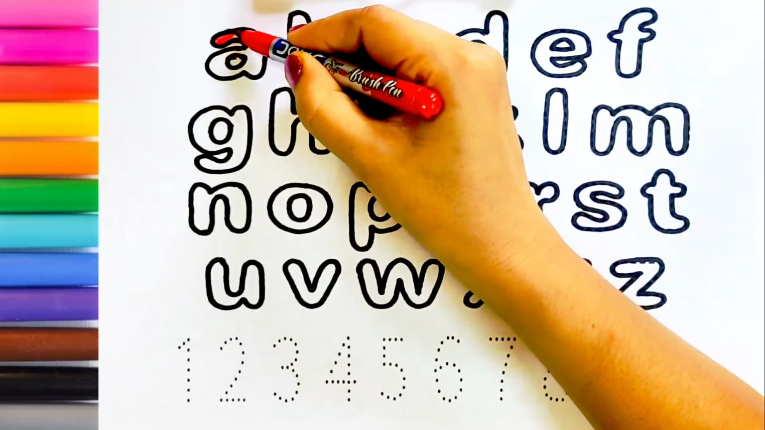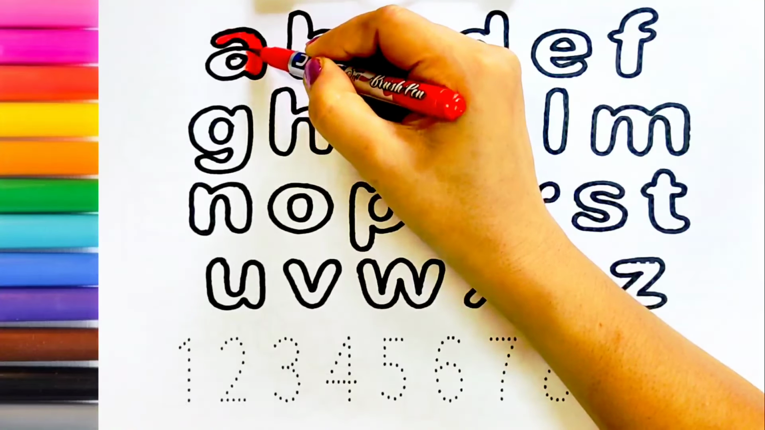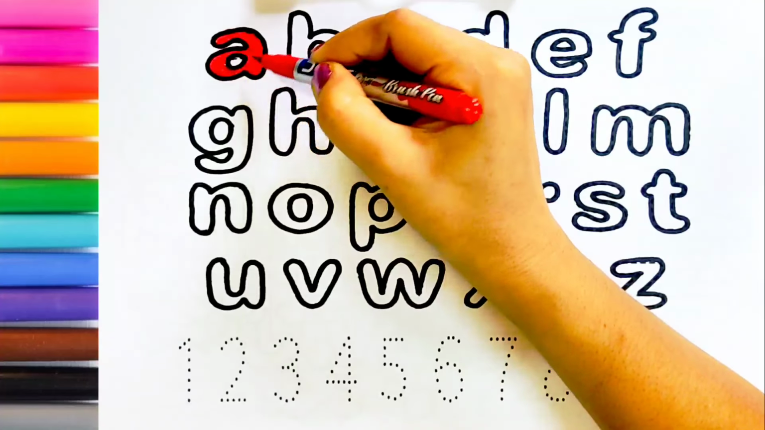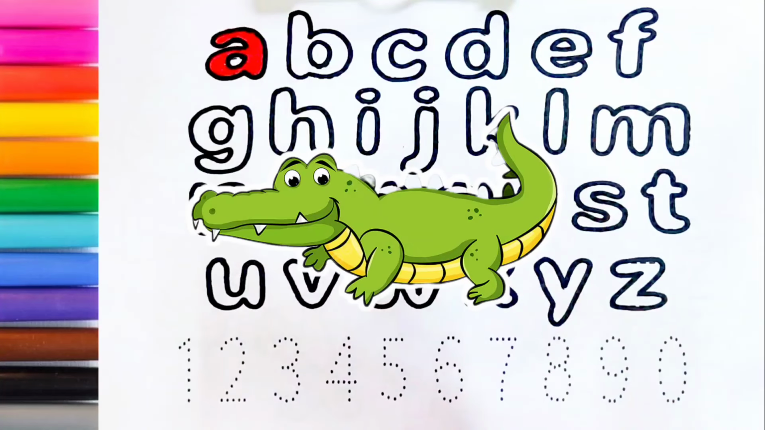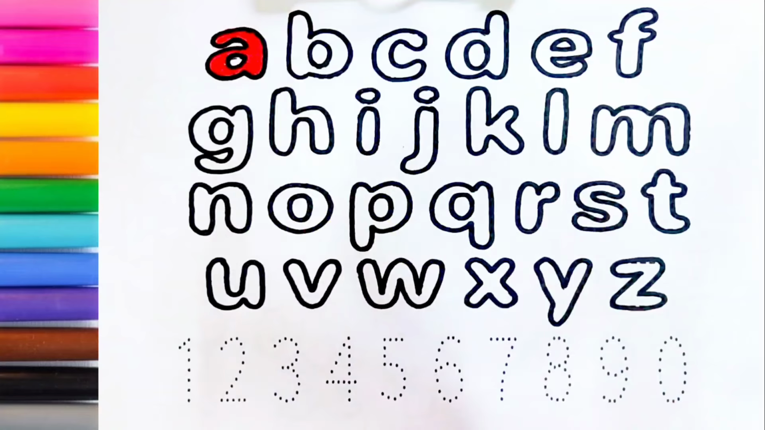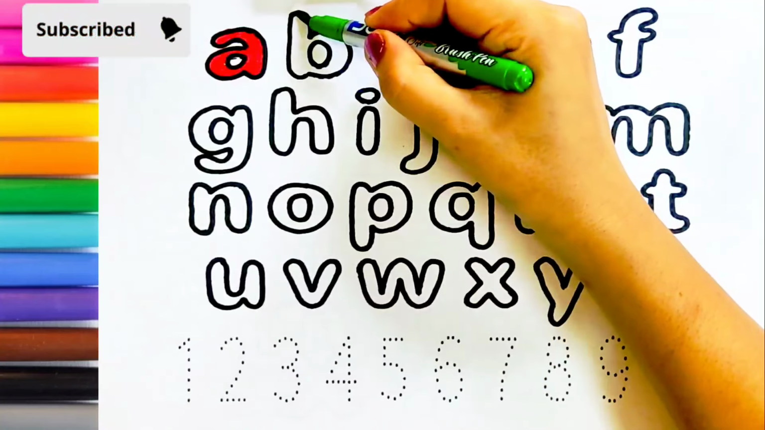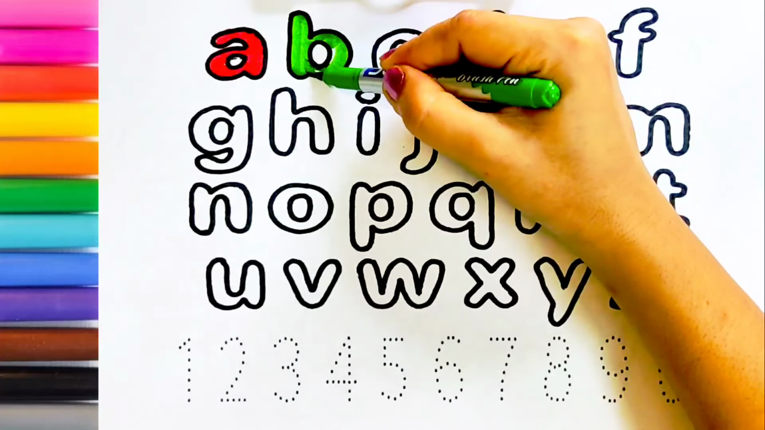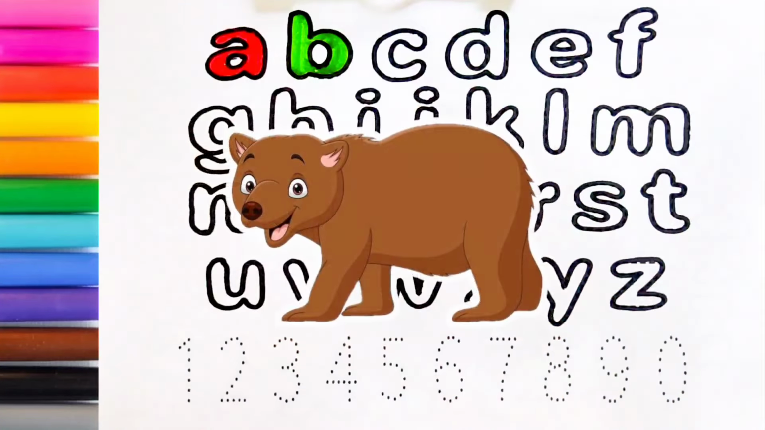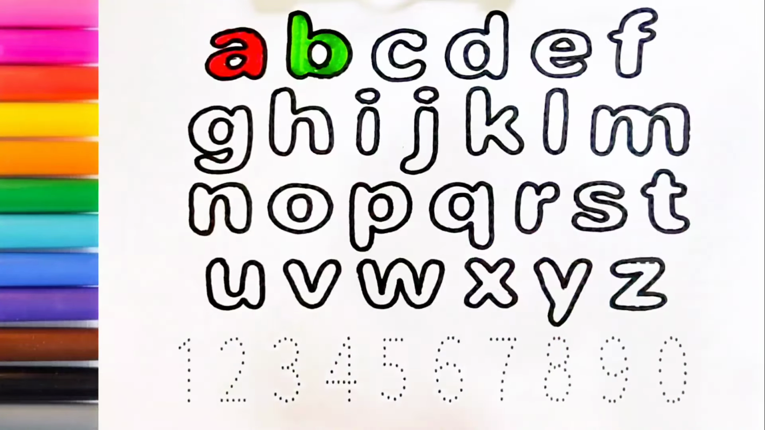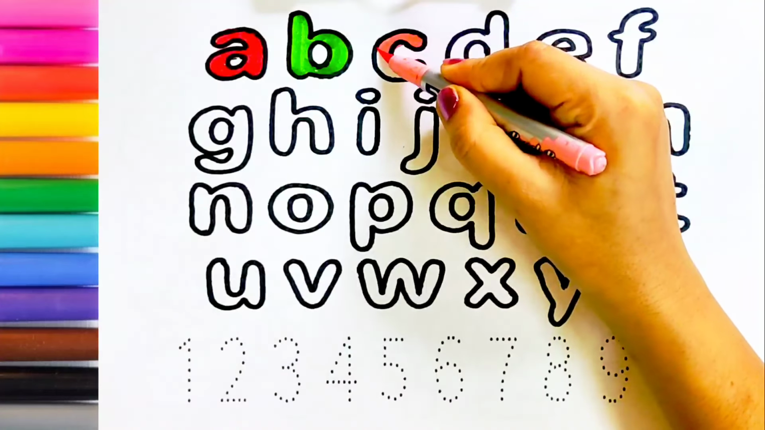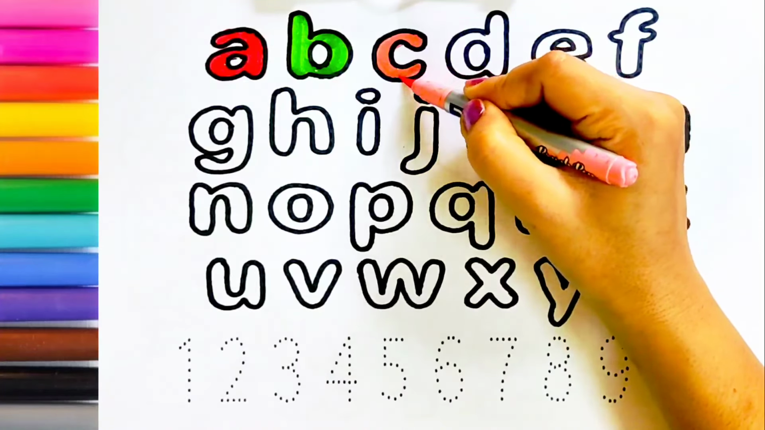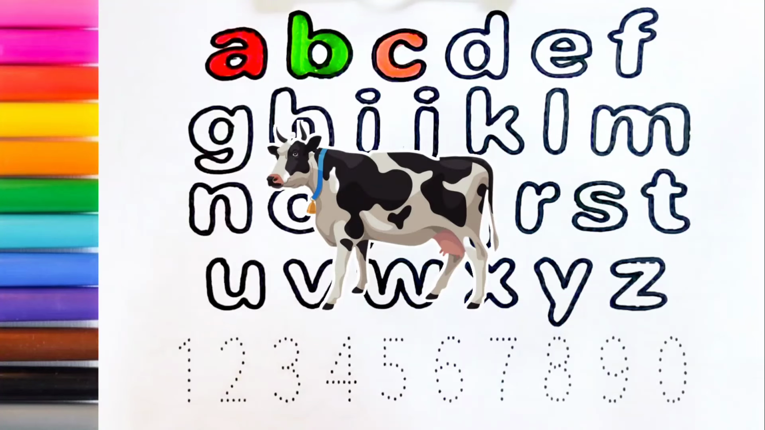Red color A. A for alligator. Light green color B. B for bear. Peach pink color C. C for cow.